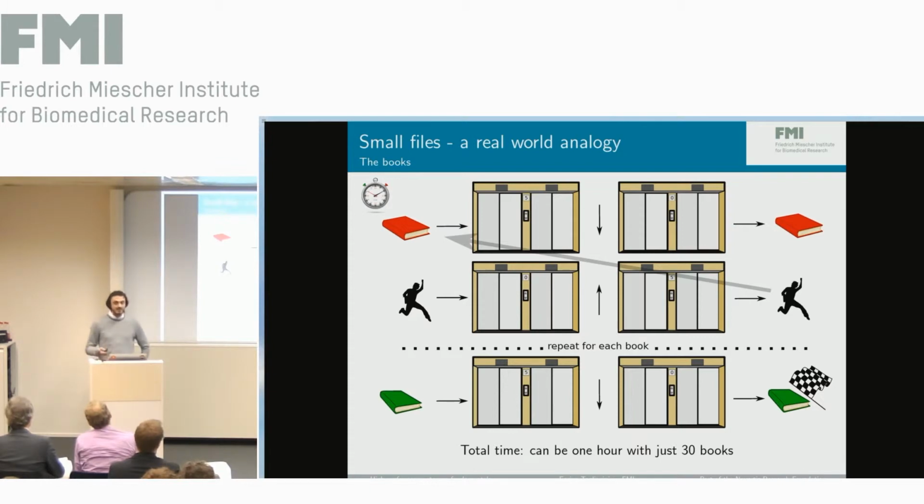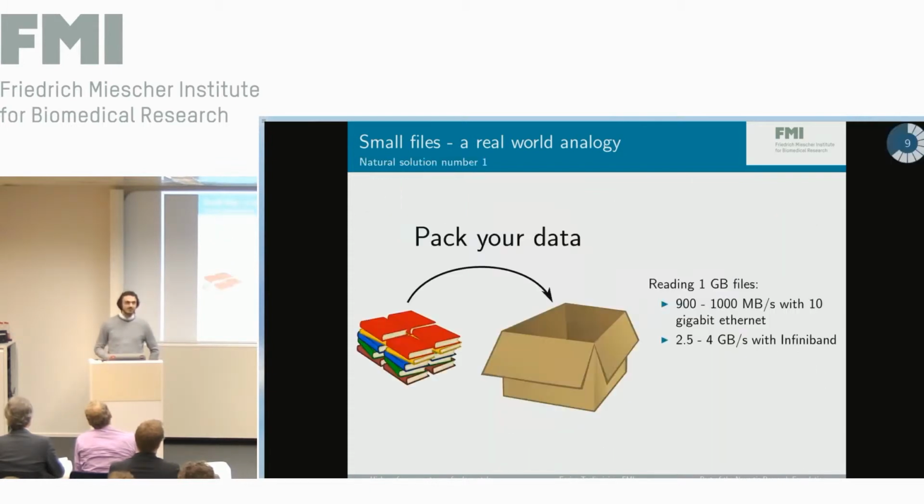Nobody would ever do that in a real relocation. What you would actually do in a real-world relocation is pack your data. You will put the small files, the books, into the box, into a big file. As a comparison with the 10 megabyte files I was talking about earlier, when you transfer 1 gigabyte files, so just 2 orders of magnitude bigger, you can easily saturate a 10 gigabit Ethernet link, and you can reach speeds between 2.5 and 4 gigabytes per second with an InfiniBand network. That's a pretty substantial difference right there.